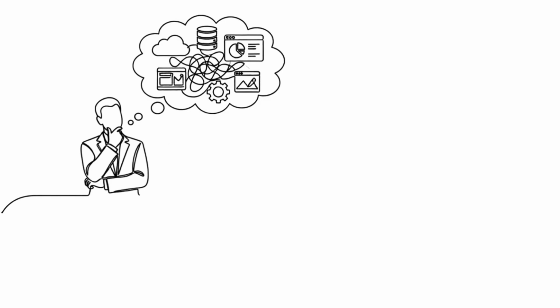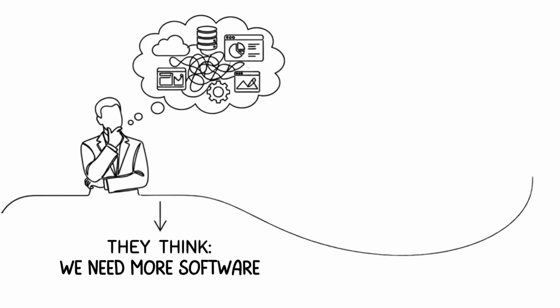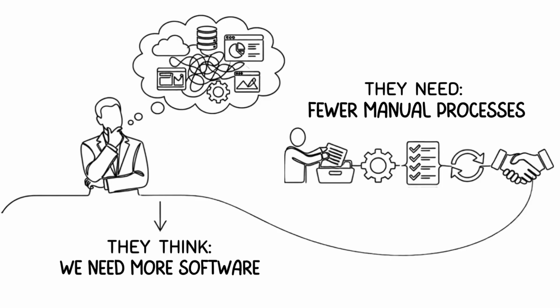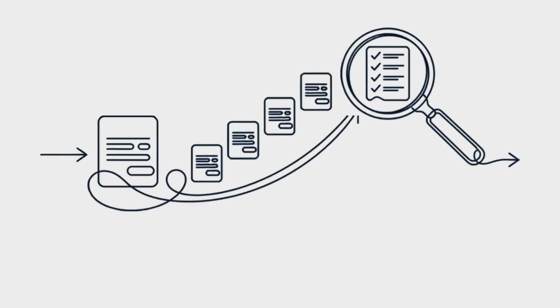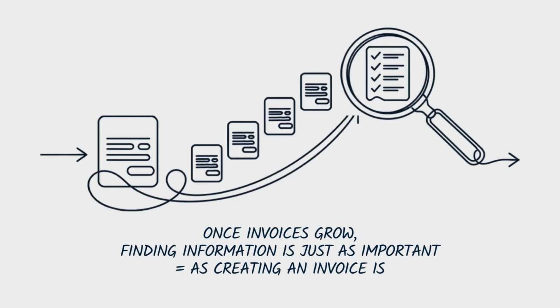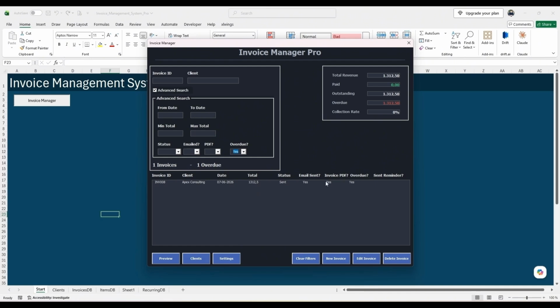One thing I've noticed over the years is that businesses often think they need more software. In reality, they just need fewer manual processes. The software isn't the important part. The workflow is. That's what I focus on when building systems like this. Once invoices start growing, finding information becomes just as important as creating invoices. Everything is searchable.